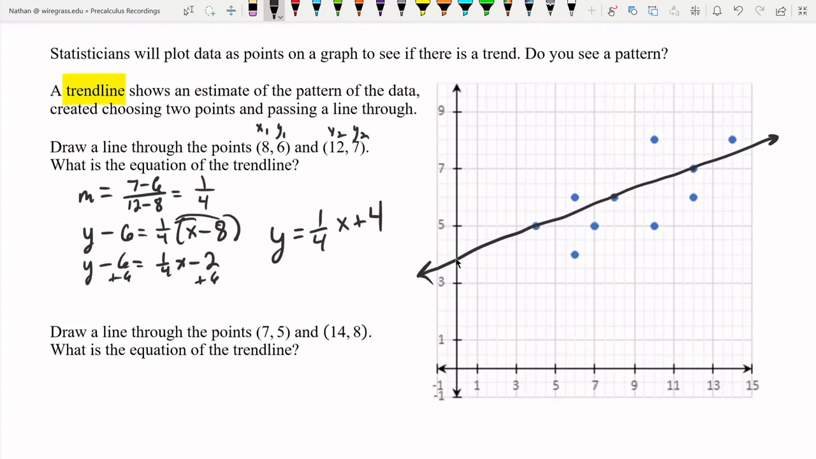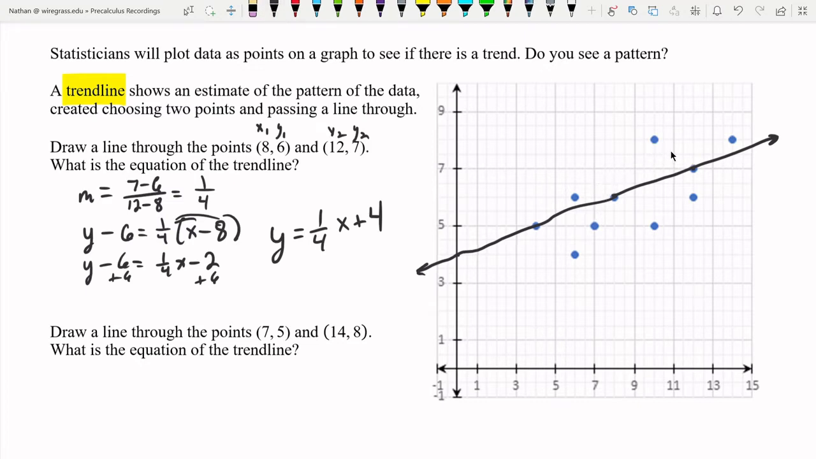And I'm very close to this. Actually, let me see if I can draw a little bit better. It goes through this point. It looks like it goes through that one as well. The slope of this line, of course, is going to go up 1 unit for every 4 units over: 1, 2, 3, 4 units over. So that's the slope of that line. So yeah, this equation fits that data.